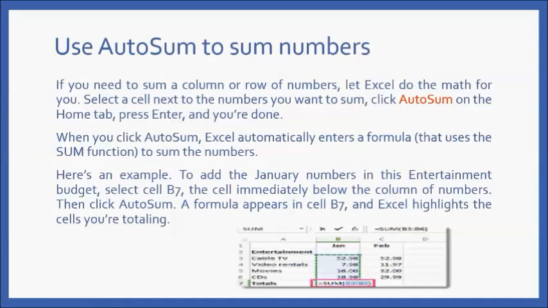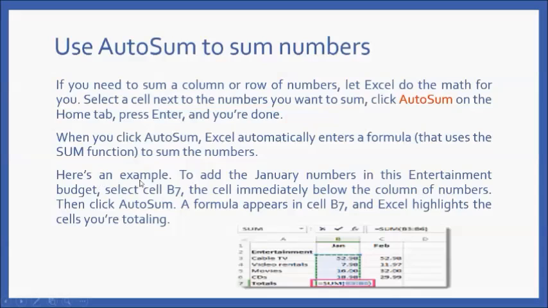If you need to sum a column or row of numbers, let Excel do the math for you. Select a cell next to the numbers you want to sum. Click AutoSum on the Home tab, then press Enter and you're done. When you click AutoSum, Excel automatically enters a formula that uses the SUM function to sum the numbers.